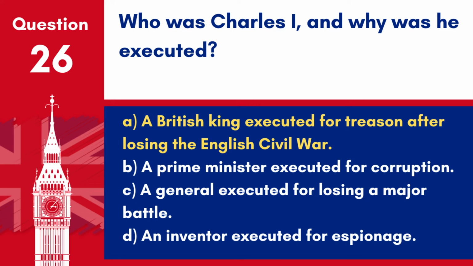Answer: A. A British king executed for treason after losing the English Civil War. Charles I's execution in 1649 was a landmark event in British history, marking a temporary end to monarchy and the establishment of a republican commonwealth.